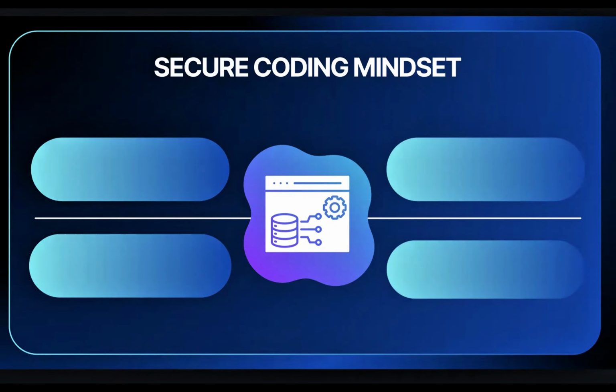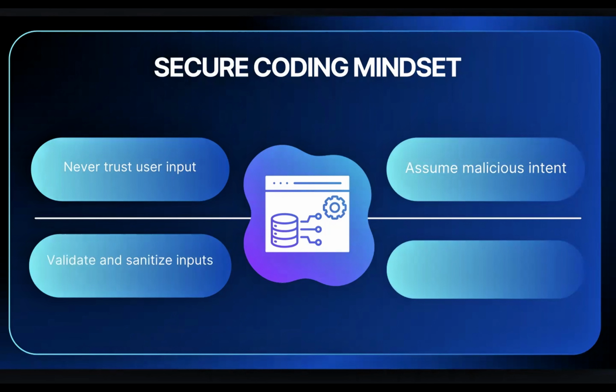Having that in mind and trying to develop a secure coding mindset, you must know that you should never trust user inputs. Secondly, you should always assume inputs can be malicious. Thirdly, you must always validate and sanitize data. And lastly, you must build security into design from the start. Security must not be an afterthought.